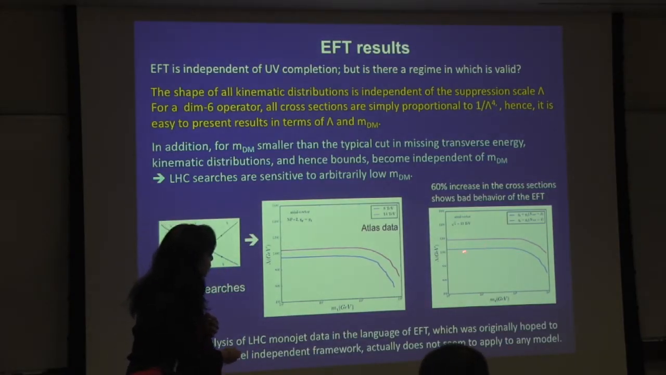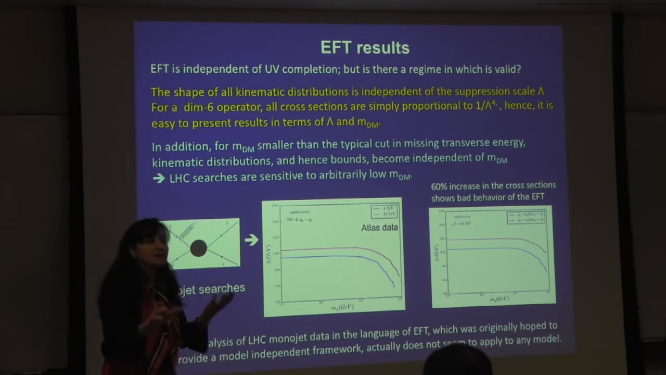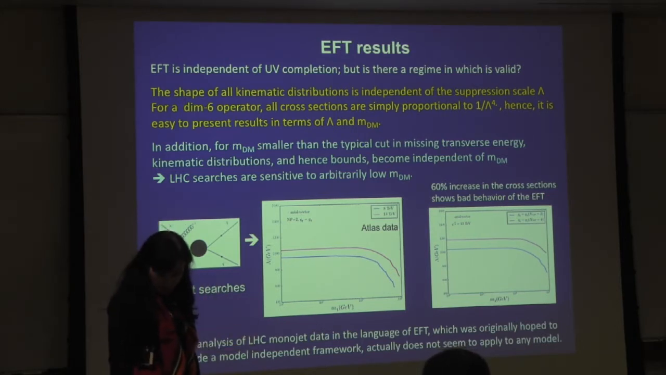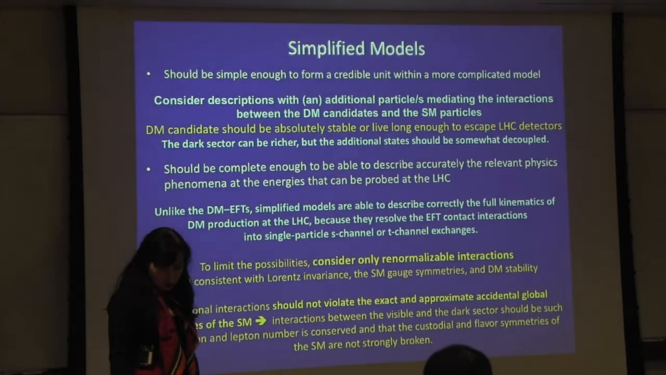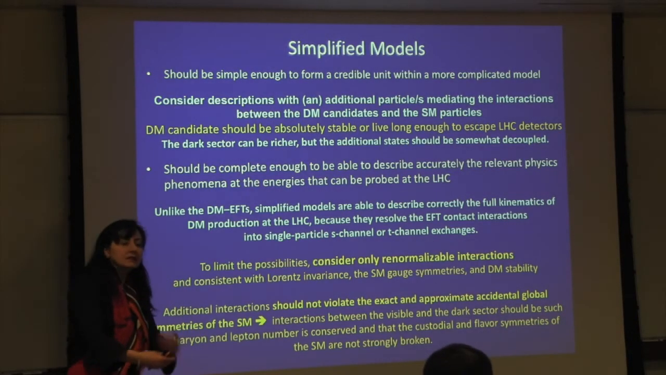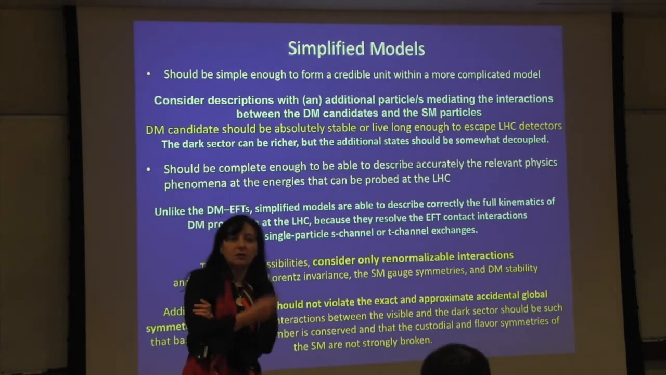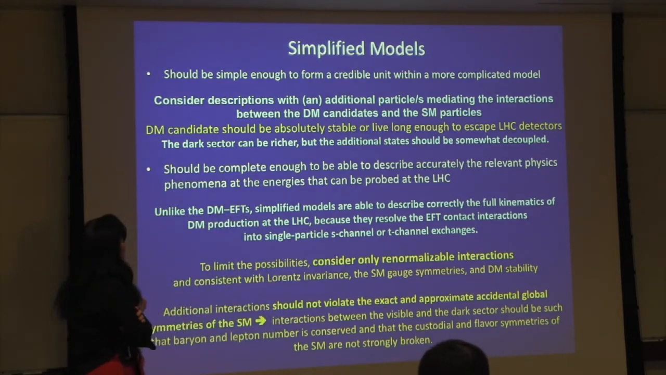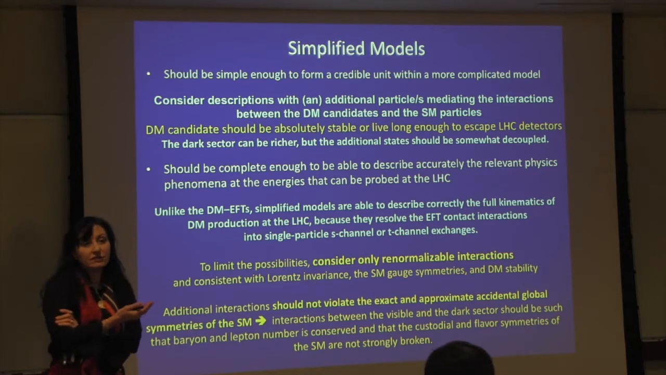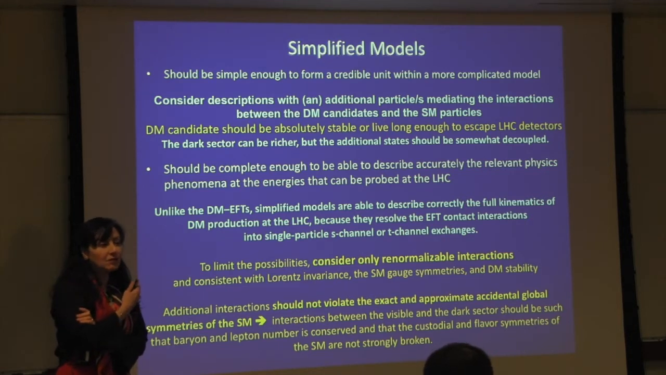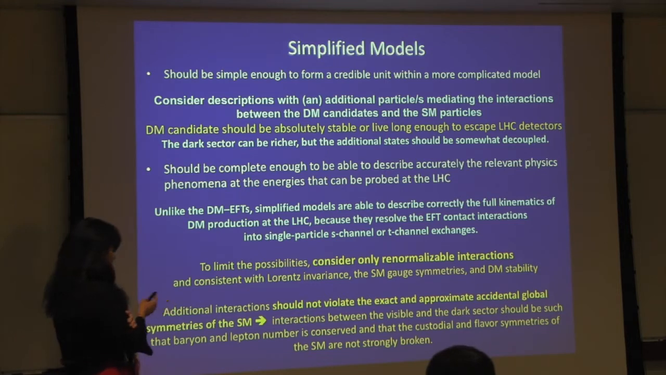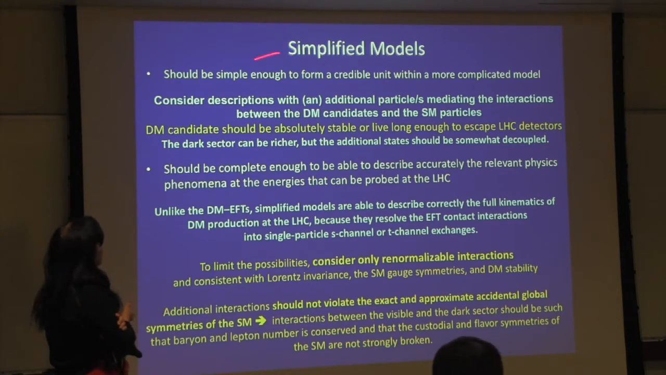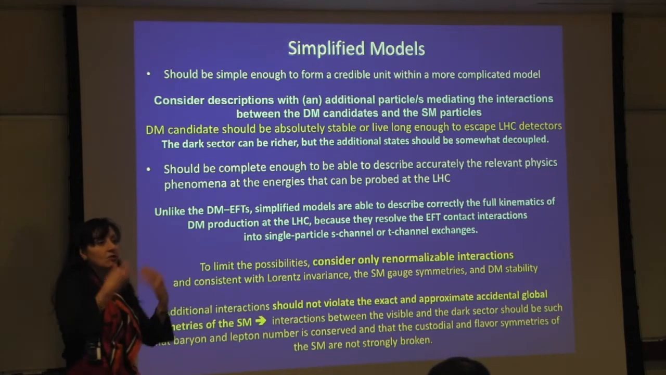That's the problem we saw when we look at this. The variation between leading order and loop effects is like a 60% decrease in cross section. That means the effective field theory is not a good way to describe the theory. So a step further in complexity is to try simplified models, correct? Simplified models can be very diverse, and I have many more than I will talk about because of time constraints. They should be simple enough to create a credible unit within a more complicated model.